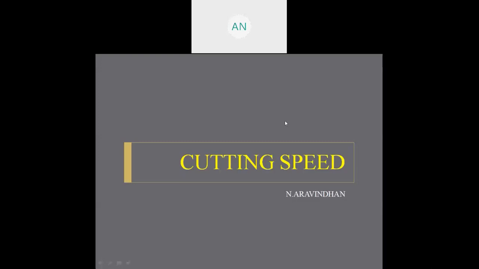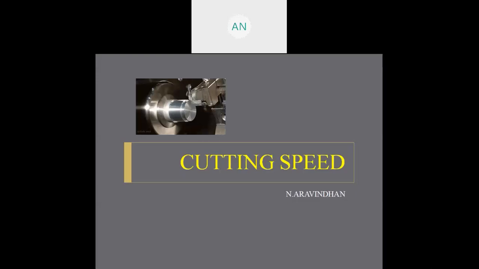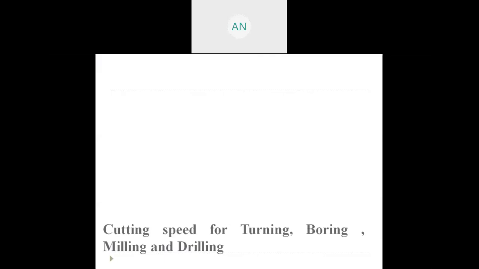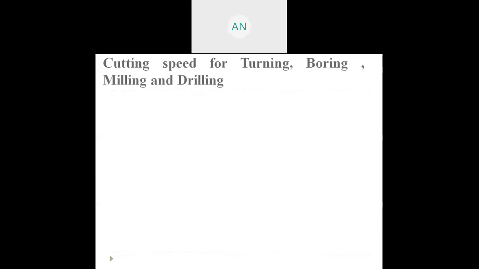For the foremost process planning activities, cutting speed is one of the essential process planning control parameters which needs to be properly optimized for the betterment of the machining process. So the cutting speed is not going to be common for all the machining operations. It will differ.